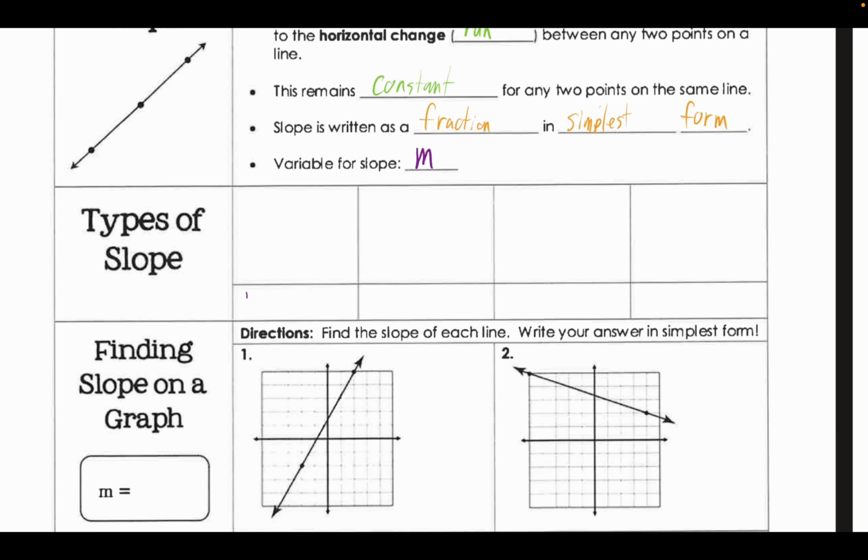So the first thing a fraction can be is positive. And if the slope is positive, it'll look like this, which looks like it's going uphill from left to right. So from left to right, it looks like it's going uphill. The second thing slope could be is negative. The fraction could be negative. And if the slope is negative, instead of looking like it's going uphill from left to right, it's going to look like it's going downhill from left to right.